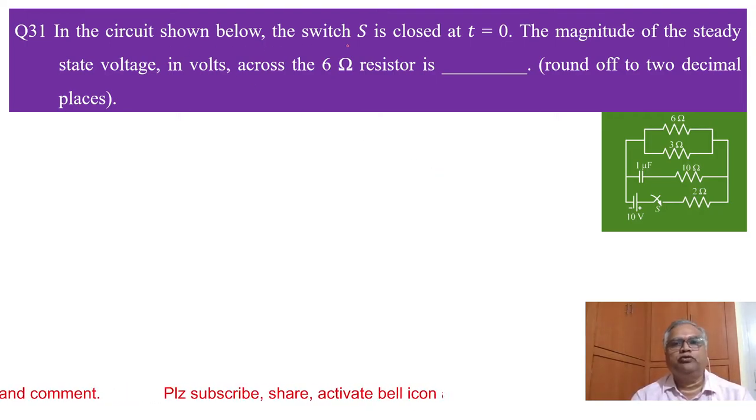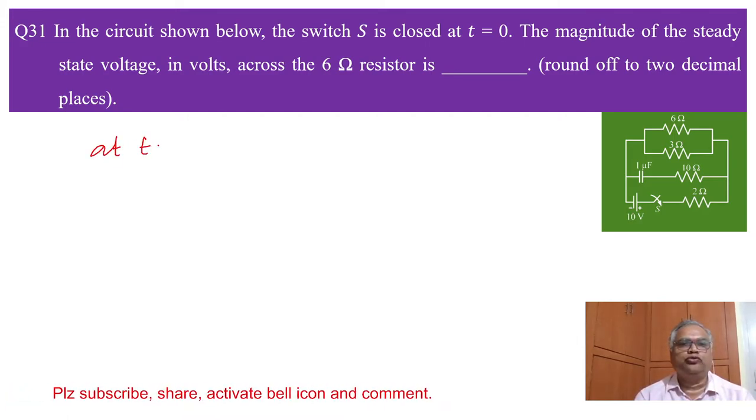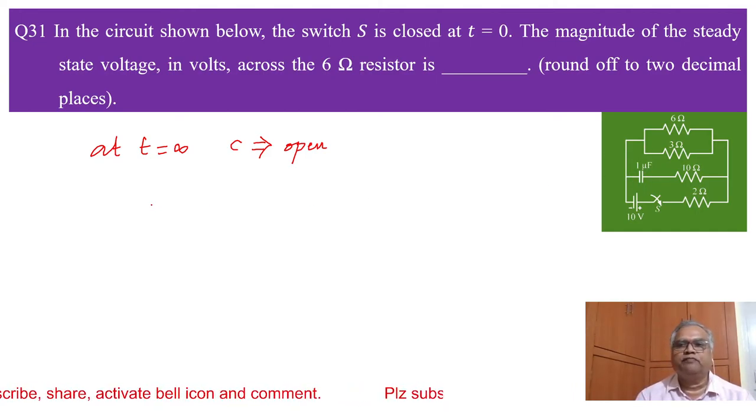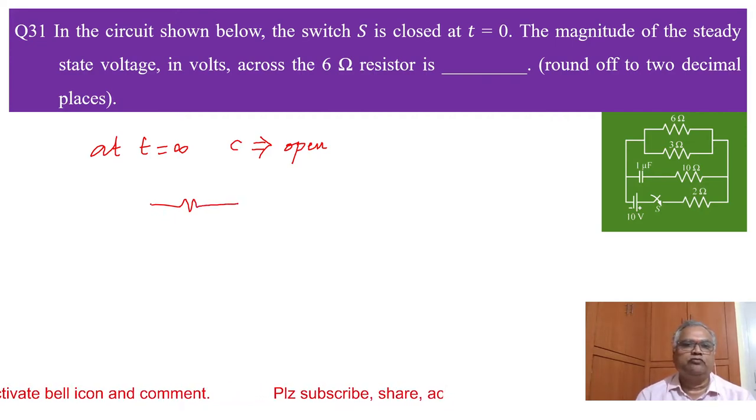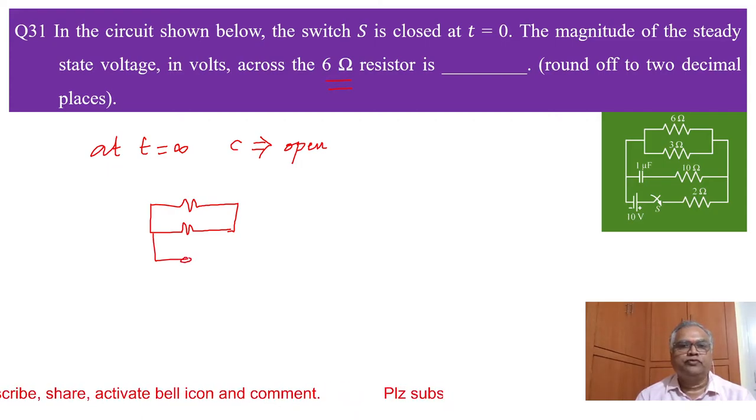Next, in the circuit shown below, the switch S is closed at t equal to 0. The magnitude of steady state voltage in volts across the 6 ohm resistor is asked. It's a transient problem, he is asking at steady state. So what we should know is that at steady state, t equal to infinity, the capacitor behaves like an open circuit. So you make it open, 6 ohm and 3 ohm in parallel. He is asking voltage across 6 ohm.